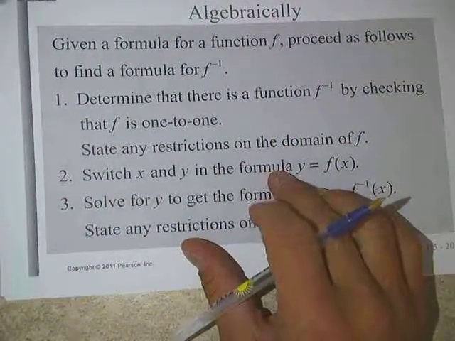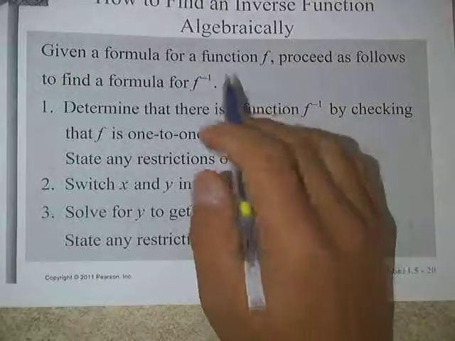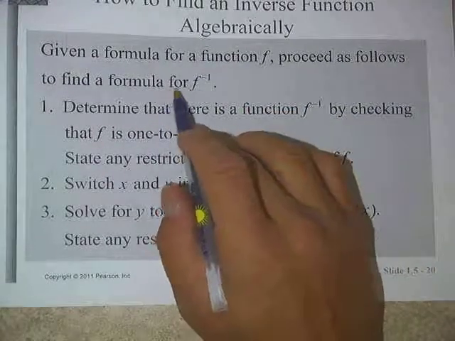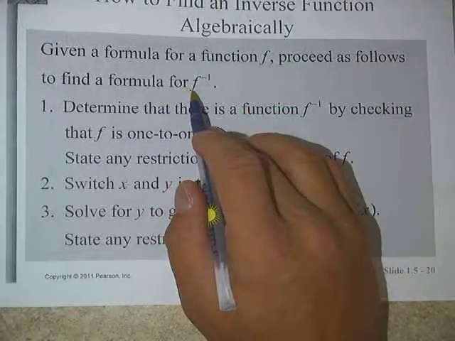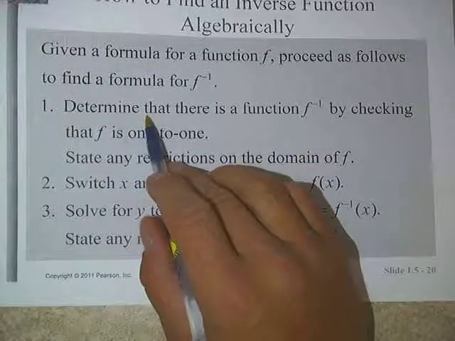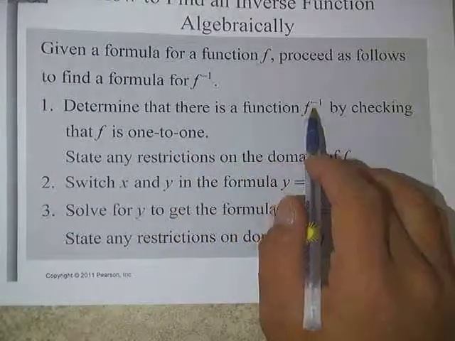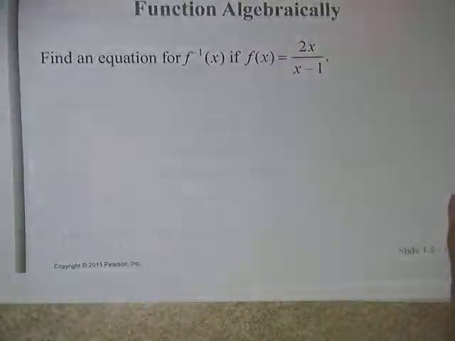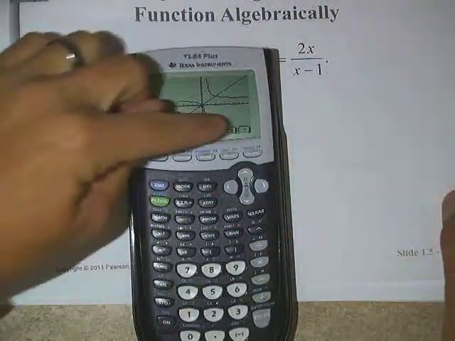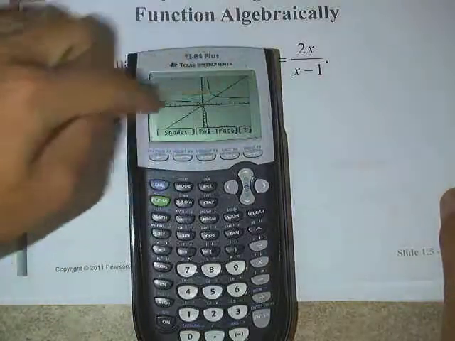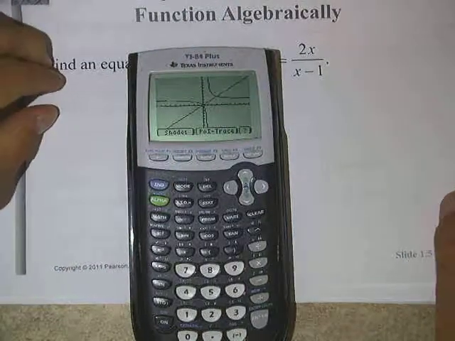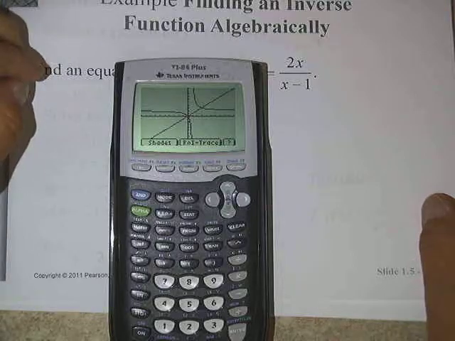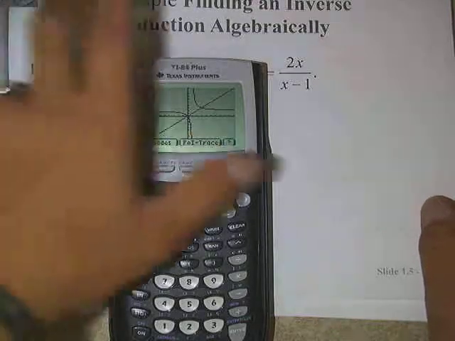So luckily for us, there's an algebra technique that we're going to use to figure out what the inverse is. That technique is illustrated by the following. This is right in your book, one of the boxes. I'm just going to show it to you, and then we're going to actually do it. It says, to find the formula for f inverse, proceed as follows. First of all, determine that there is an inverse by checking that f is one-to-one. So let's do that.